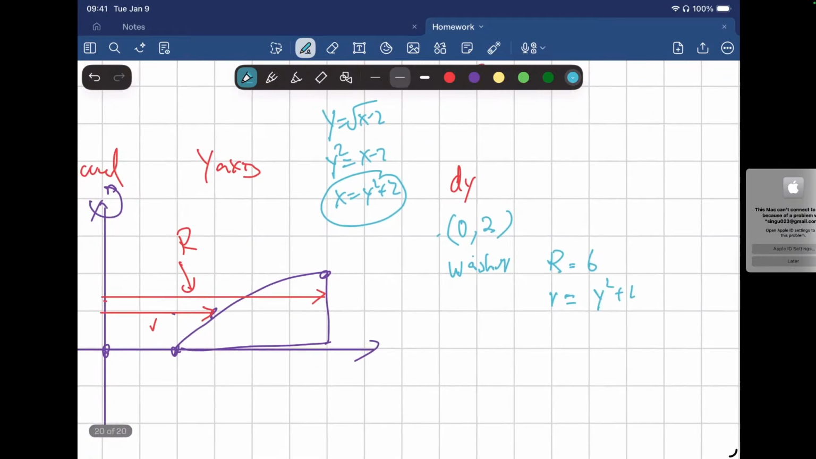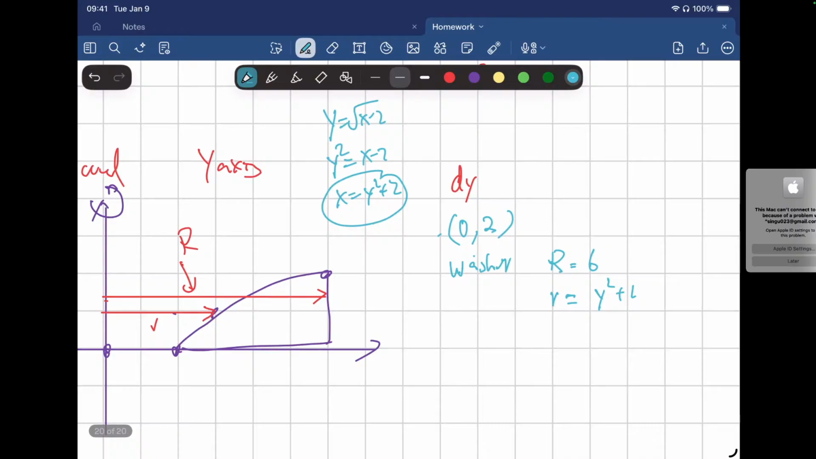Why y squared plus 2? Think about it. If I plug in 1 here, what am I going to get? 1 squared plus 2 is 3, which is the distance from here to here. Do you see that? The distance from here to here is 3. If I were to plug in 2, it would be 2 squared, that's going to be all the way to the end, 6, which just makes sense. So that is going to be y squared plus 2.